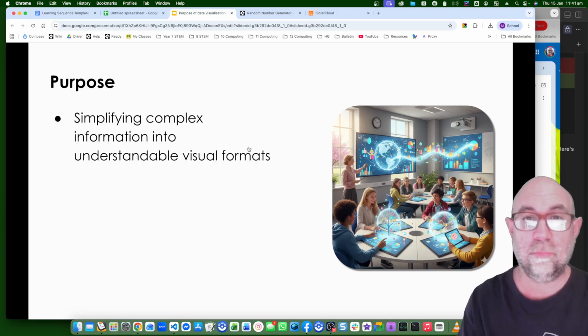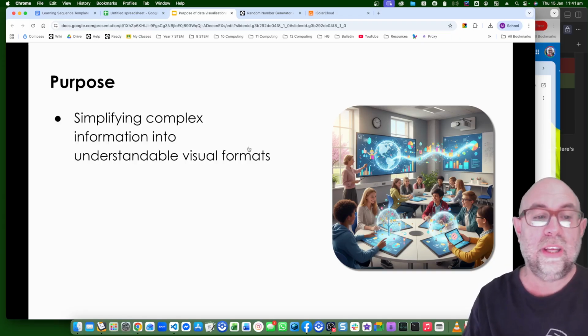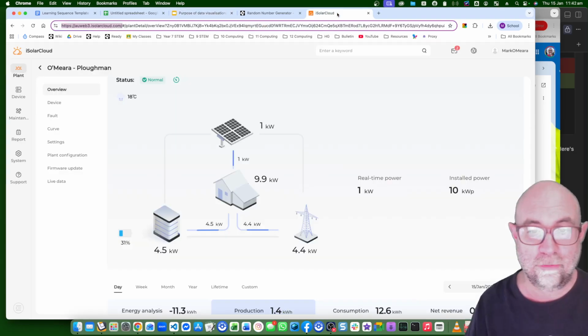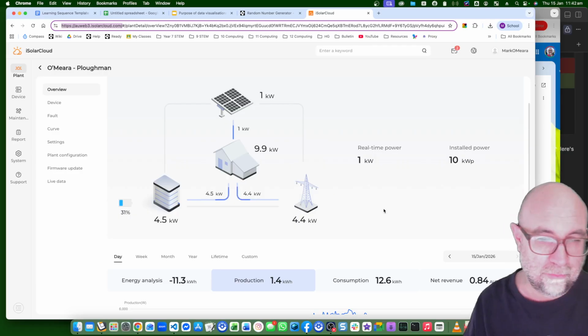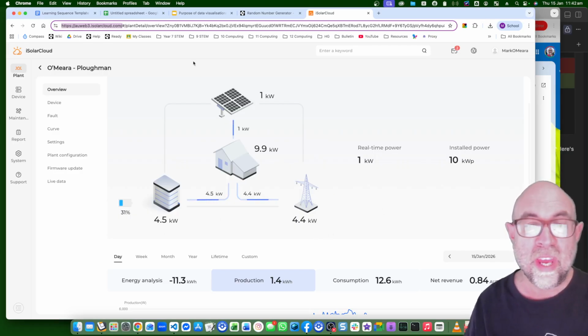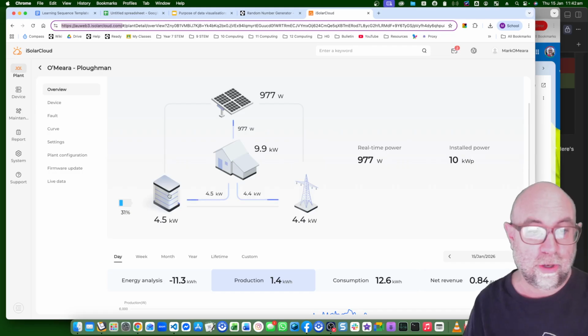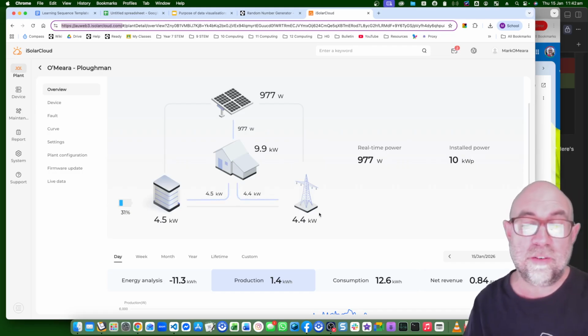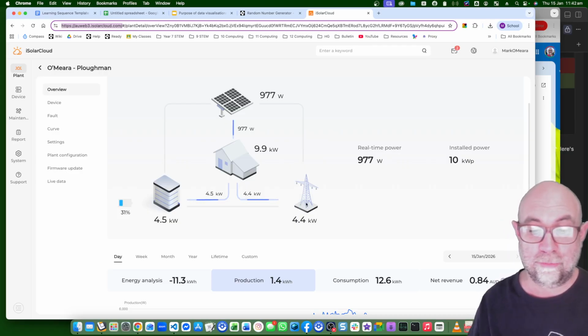So, what's the point of making graphs? Well, it simplifies complex information into understandable visual formats. And I'm actually just going to jump straight over to an example here. So this is a kind of infographic or a graph which is actually showing what my solar panels are doing at the moment. As you can see, we've got 1 kilowatt coming off the roof into the house. We've got 4.5 coming off the battery, which is down to 31%. And we can see that we're buying 4.4.